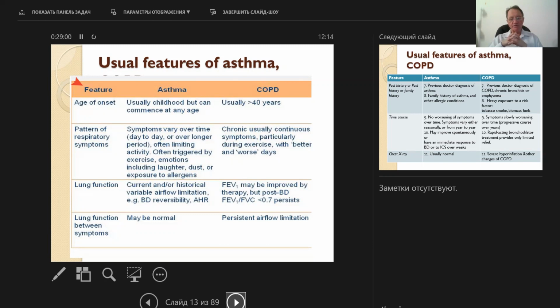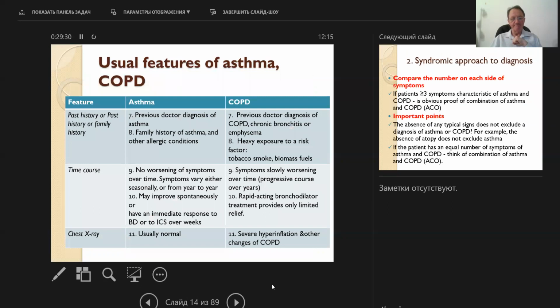Post-bronchodilator test: the ratio between FEV1 and FVC should be less than 0.7. Without this criterion, you can't make a diagnosis of COPD. I talked about lung function between exacerbations: normal in case of asthma, and persistent airflow limitation in case of COPD. Past history in case of asthma includes previous diagnosis of asthma, family history of allergy and asthma.